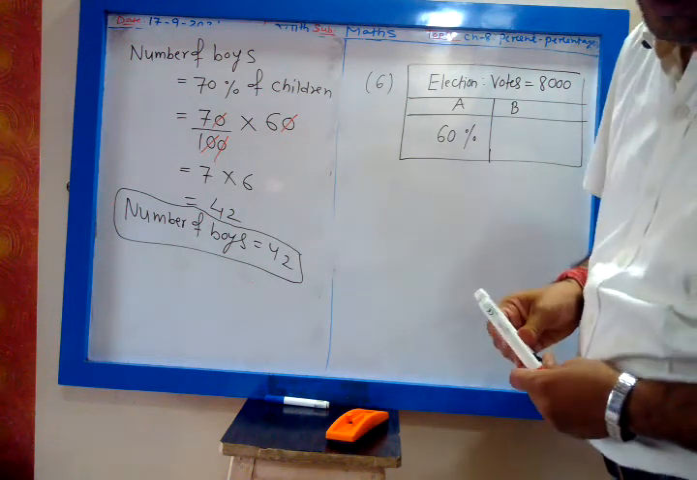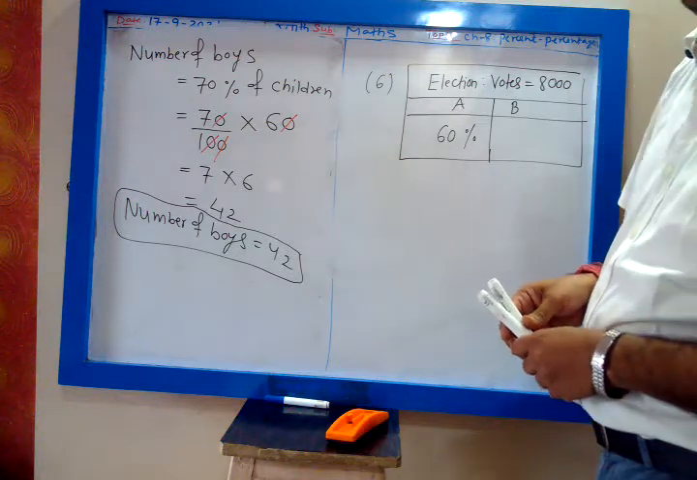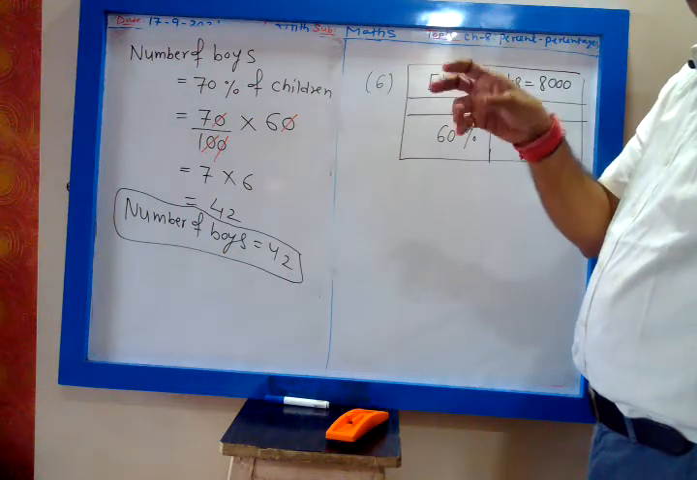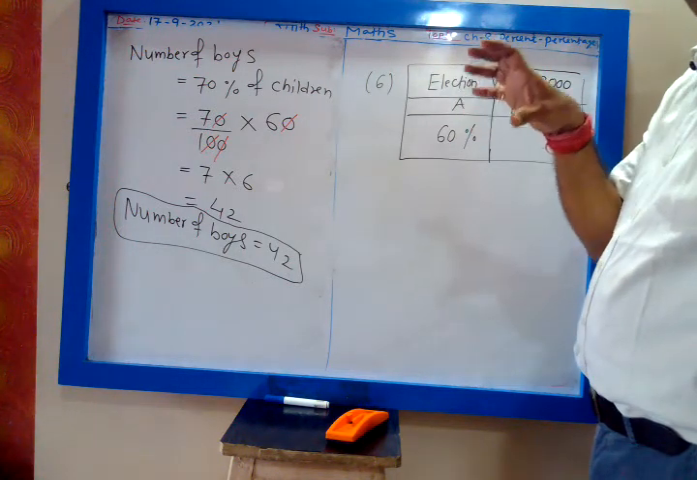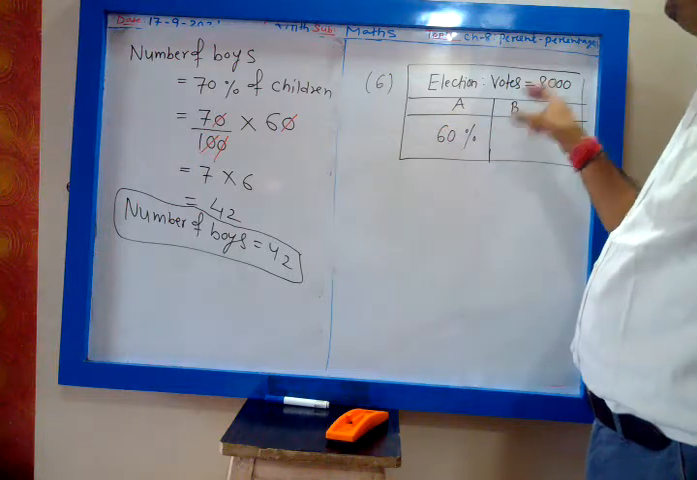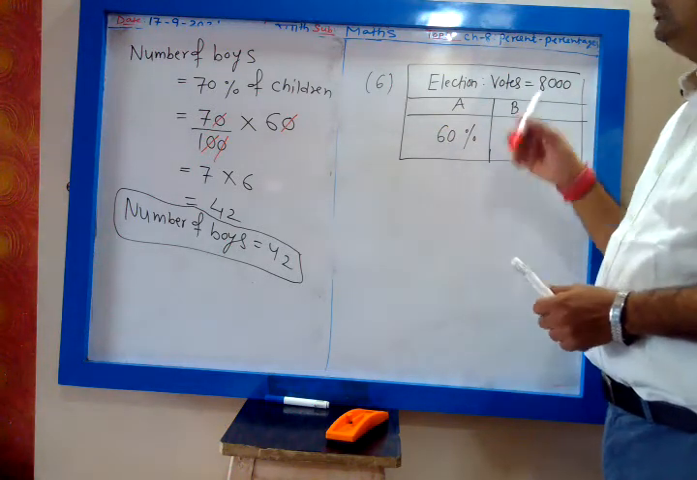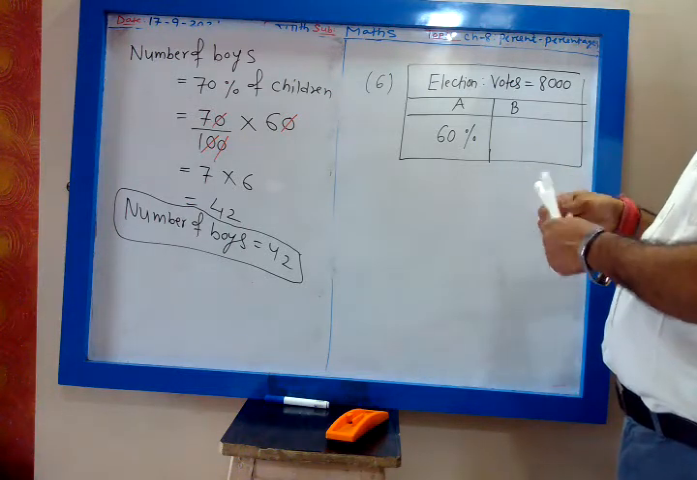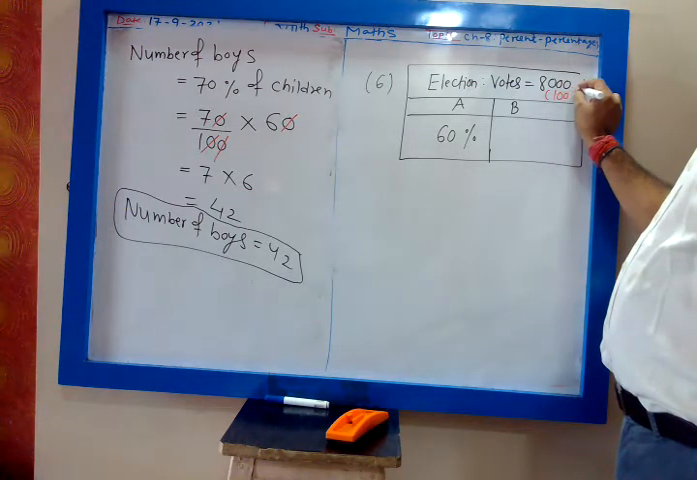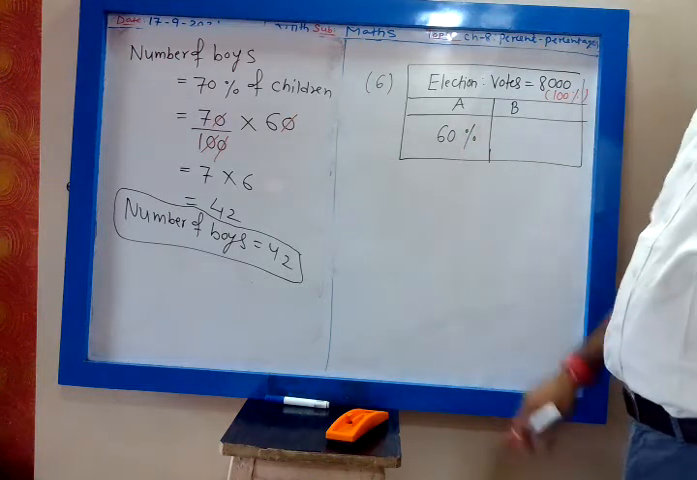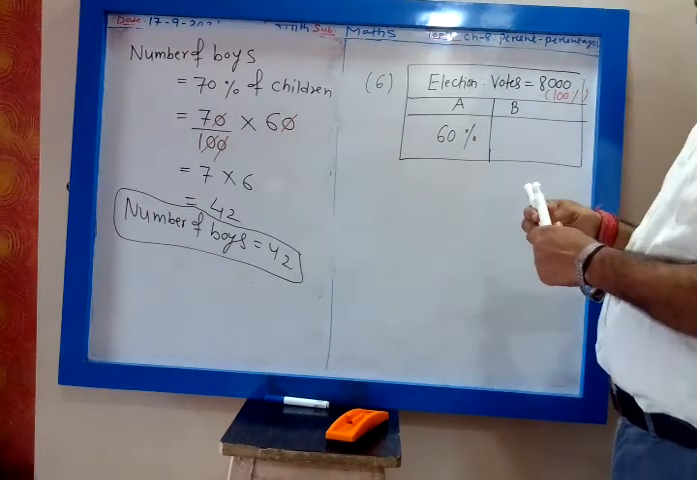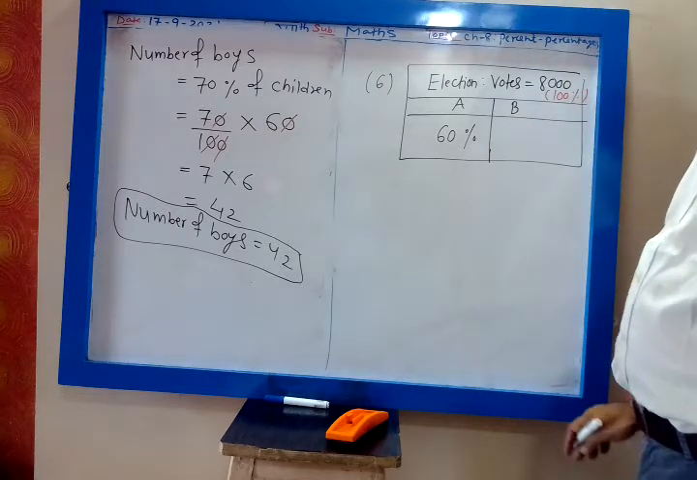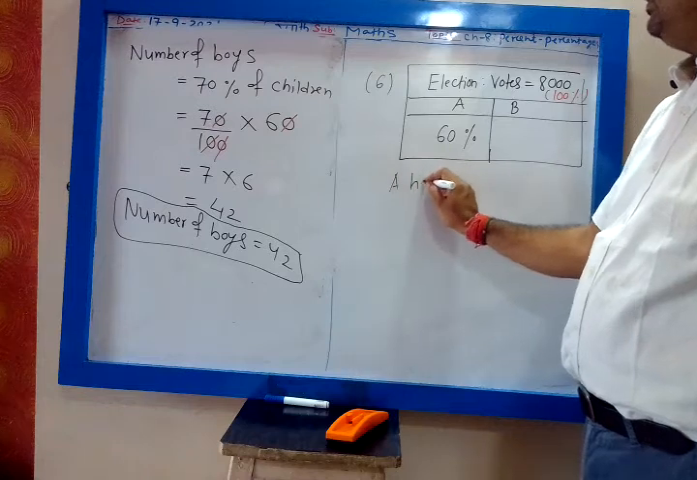So now what is asked? How many votes did each get? How many votes means you are given a percentage, and from the percentage you have to calculate the number. Number of votes A has got, number of votes B has got. So can you tell me what will be B's percentage? 8,000 means 100%, my dear. So from 100%, A has got 60%. How much is B? What will be the percentage of B?